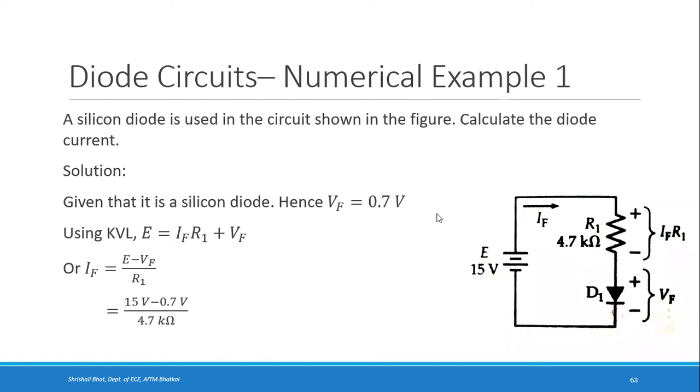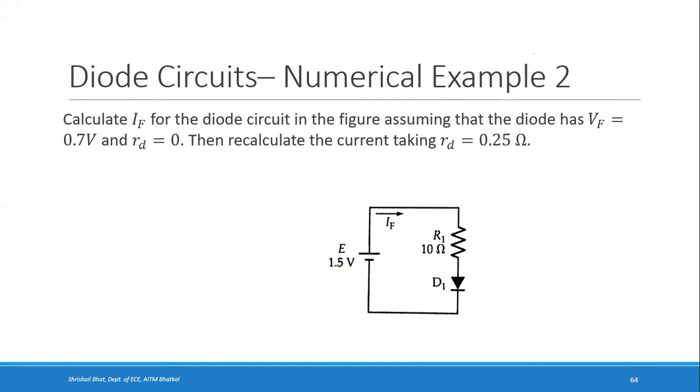3.04. Yes, it is 3.04 milliamps. Right? A very simple thing. You'll get this 3.04 milliamps. So this is the way you can solve the circuit using Kirchhoff's voltage law and get the values of currents or voltages or resistances. Okay, so there are different examples. We can solve them.